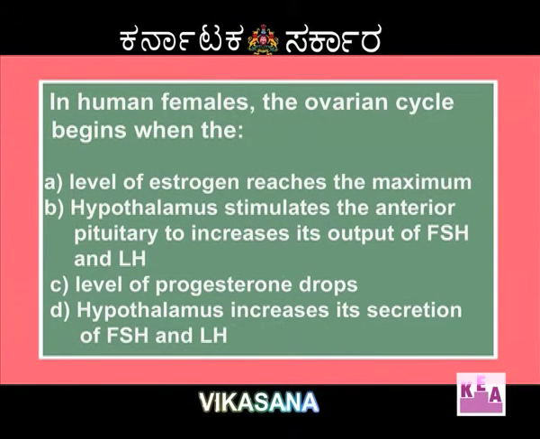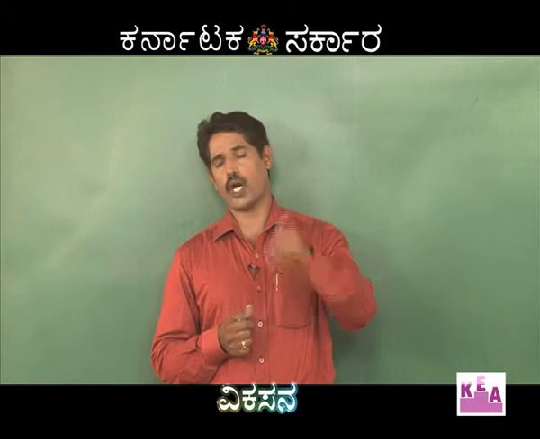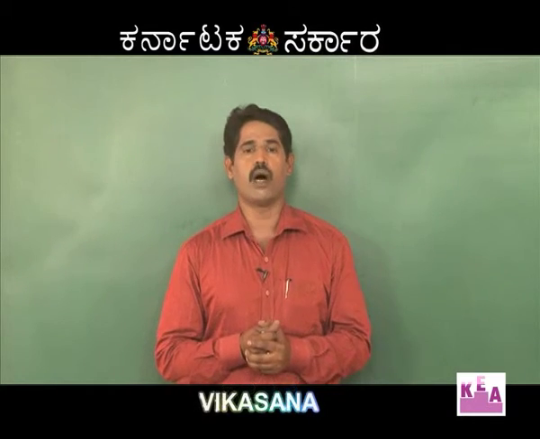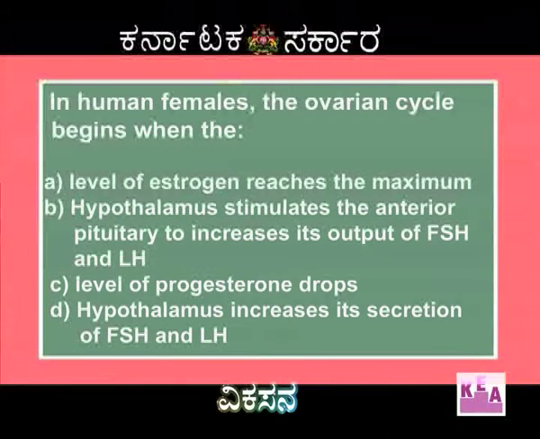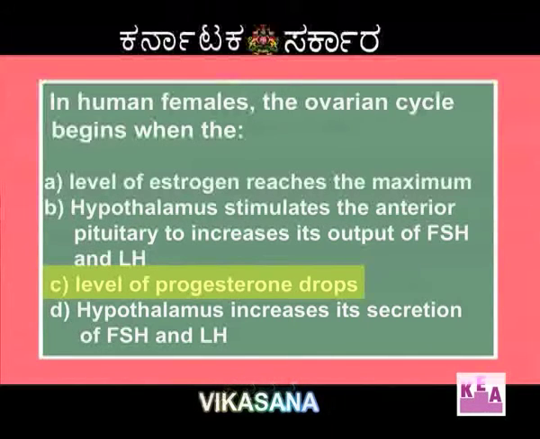And if you look into the fourth option, that is, the hypothalamus increases its secretion of FSH and LH, as I said, the hypothalamus is not directly involved in the secretion of any hormones. As a result, for this question, the right option is when the level of progesterone in the blood drops, the hypothalamus stimulates the anterior pituitary to secrete FSH and LH. So the right option is C.